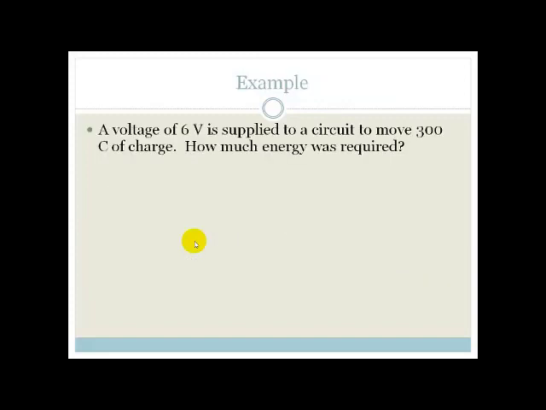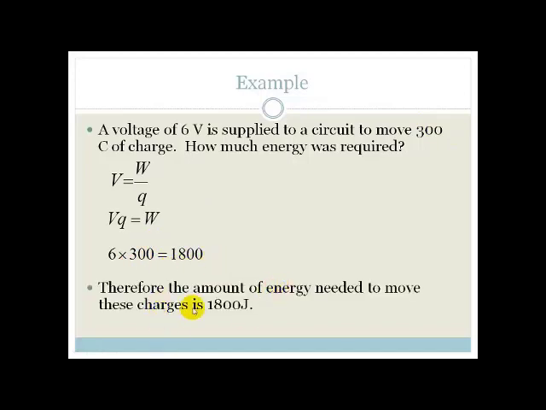So let's look at an example. A voltage of 6 volts is applied to a circuit to move 300 coulombs of charge. How much energy was required? So we've got V = W/Q. We rearrange it, we get VQ = W. So we've got the voltage at 6, and the charge in coulombs is 300. So our answer is 1800. Therefore, the amount of energy needed to move these charges is 1800 joules.